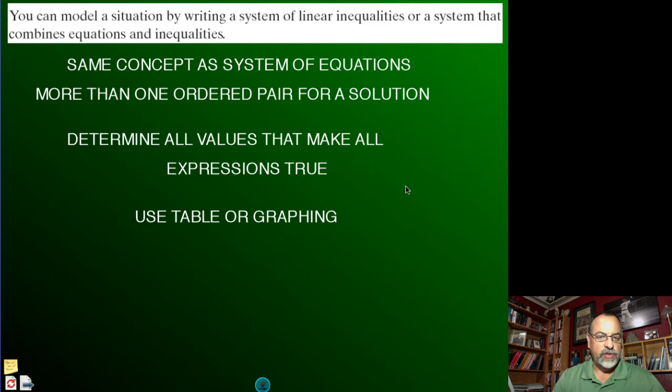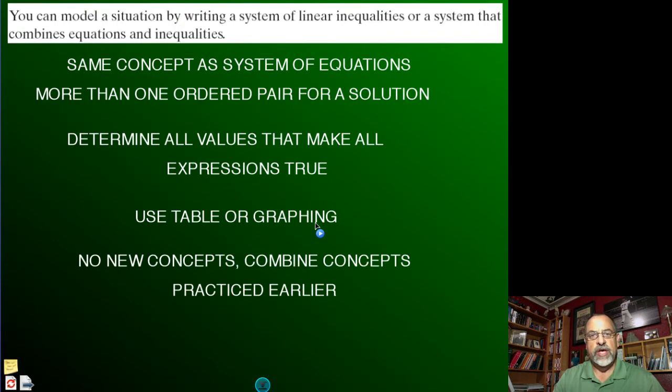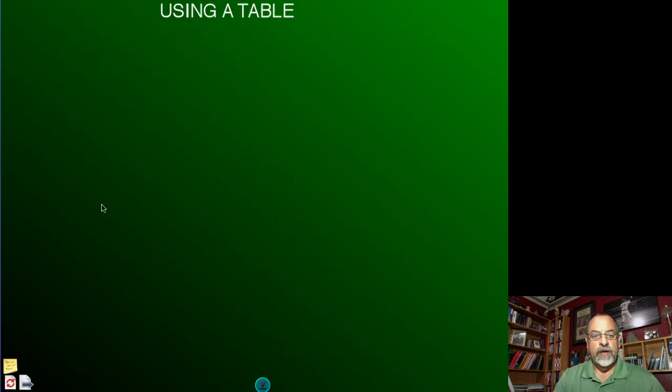Now, the book talks about using a table or graphing. We are just going to use graphing. We're not going to cover the table section in here. So everything that we do will be graphing these on a coordinate grid and then looking for the solution that way. Now, it's important to understand there's nothing really new in this lesson. We're just going to combine all the things that we've learned before into one lesson. All right, so just keep that in mind as we go forward. Again, we're not going to talk about using a table, so we'll just jump right to the graphing.